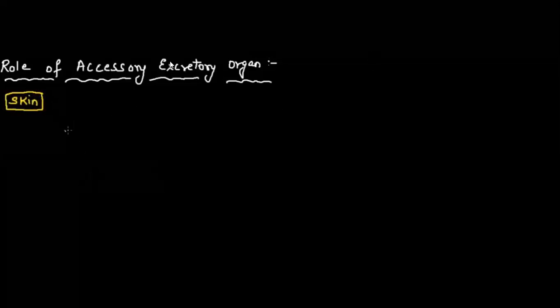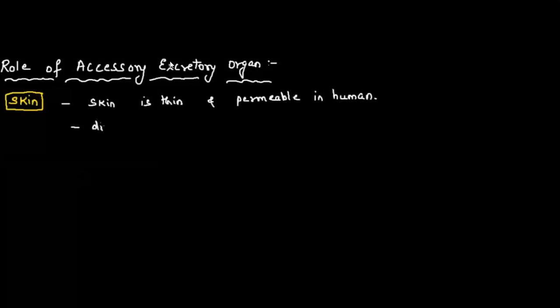Skin has two layers basically. Skin is thin and permeable in human beings. It is permeable to water basically. The sweat comes out through small pores called sweat pores. Diffusion of ammonia takes place through the skin. Sometimes your sweat gives out a very bad odor. That is purely because of the skin. So if skin is thin and permeable in humans, there is diffusion of ammonia taking place.